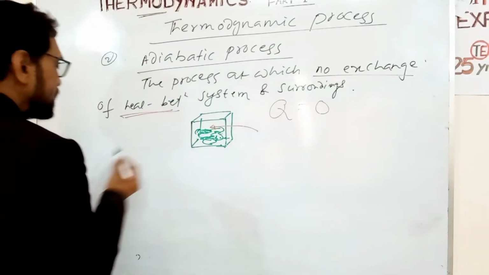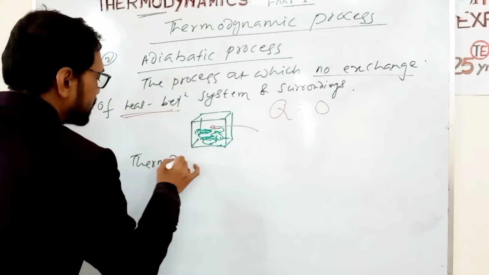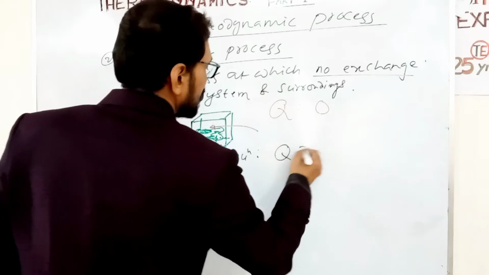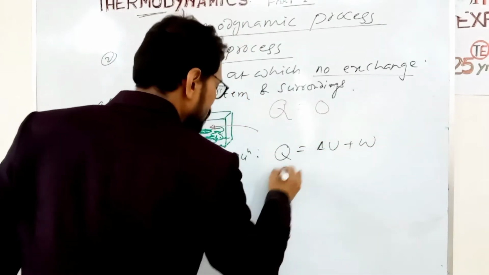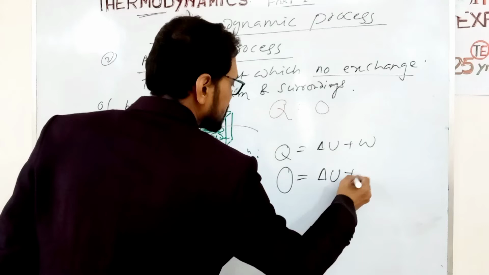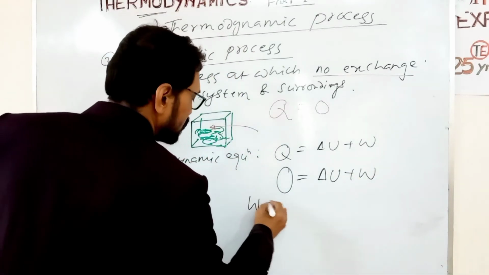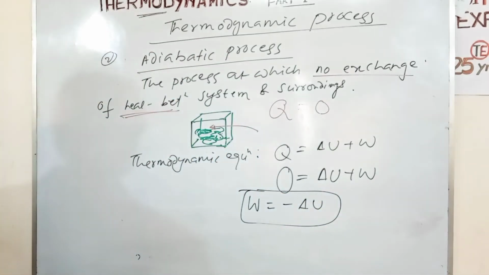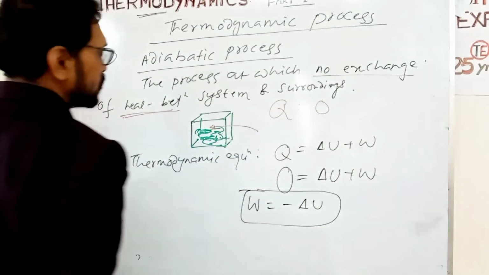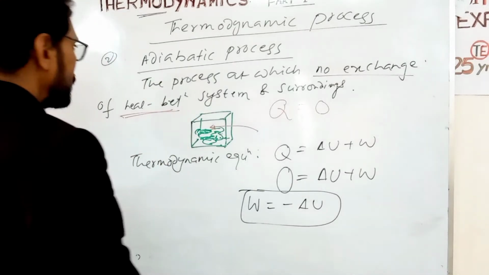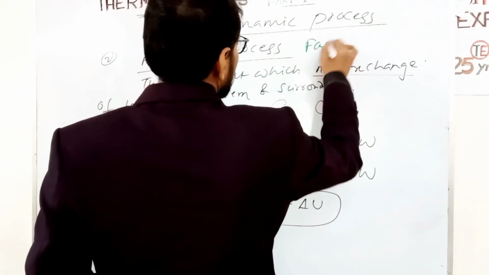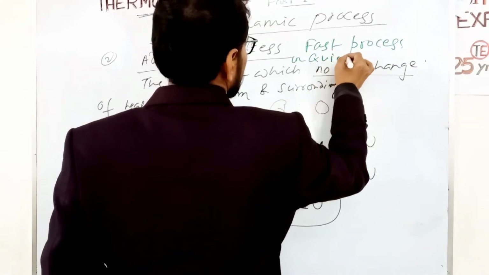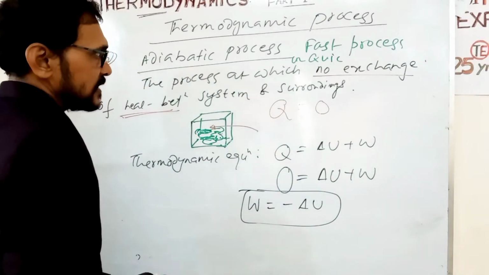So the thermodynamic equation will be Q equal to del U plus W. Q equal to 0 here. So del U plus W equal to 0, that is W equal to minus del U. So this is the thermodynamic equation, and the main condition is Q equal to 0. Now it is called a fast process. To maintain the adiabatic process, it should be performed quickly.